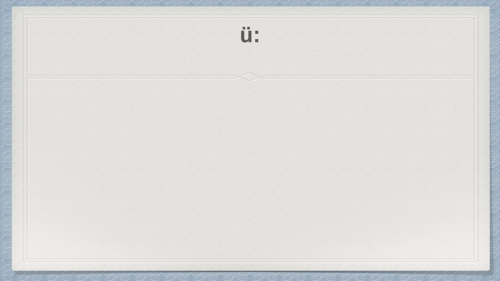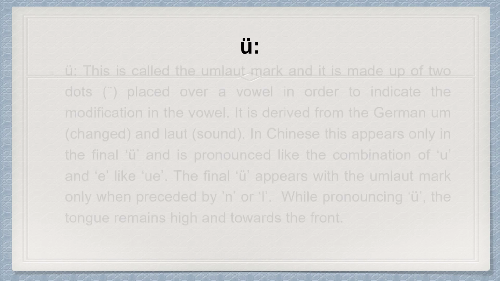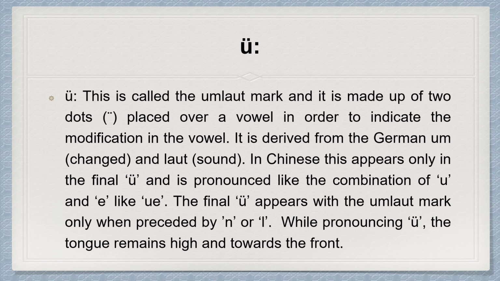ü. This is called the umlaut mark and it is made up of two dots on the top, which is placed over a vowel in order to indicate the modification of a vowel. It is derived from the German umlaut sound. In Chinese, this appears only in the final yu and is pronounced like the combination of u and e, like yue. The final ü appears with the umlaut mark only when preceded by n or l. While pronouncing ü, the tongue remains high and towards the front.